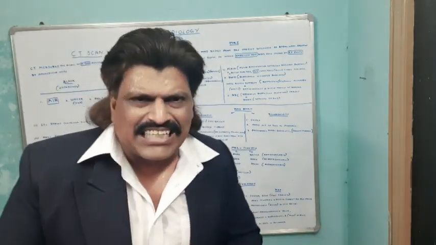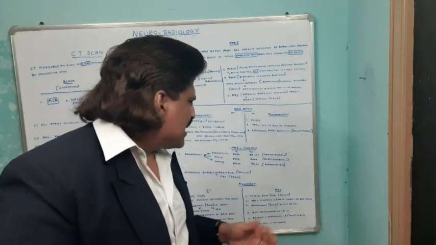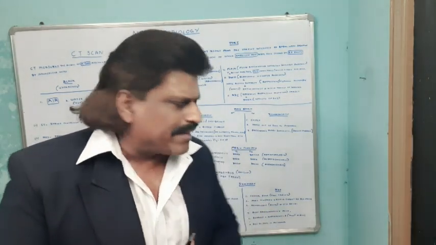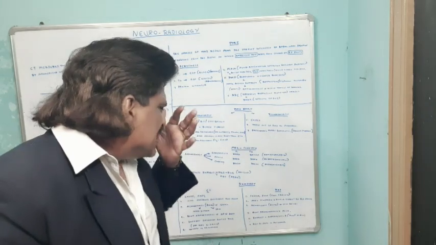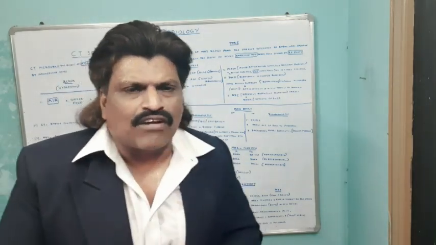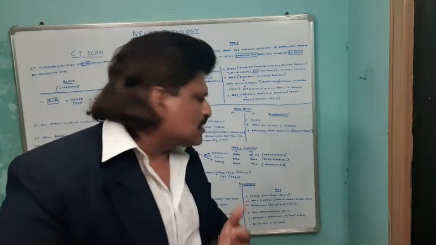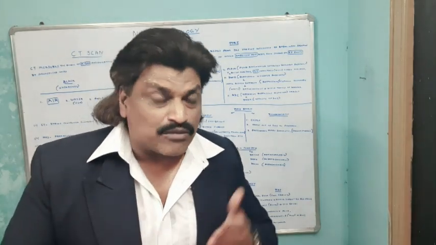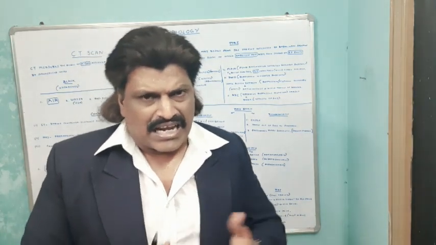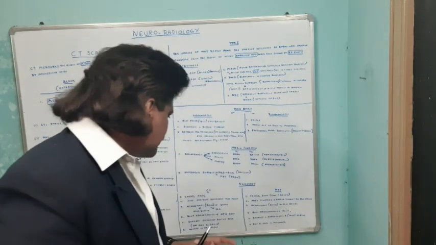So summary, what are the advantages and disadvantages of CT and MRI? CT is cheap and fast. MRI is costly and slow, time taking. CT is less sensitive, especially in the posterior fossa. MRI is most sensitive and has better clarity, especially for posterior fossa structures like brainstem and cerebellum.